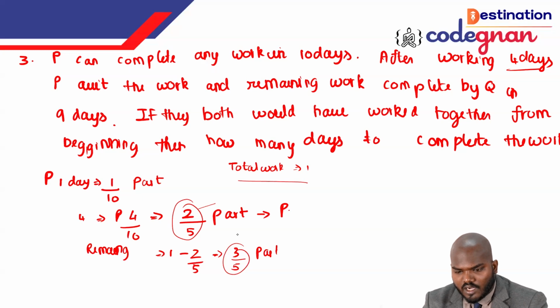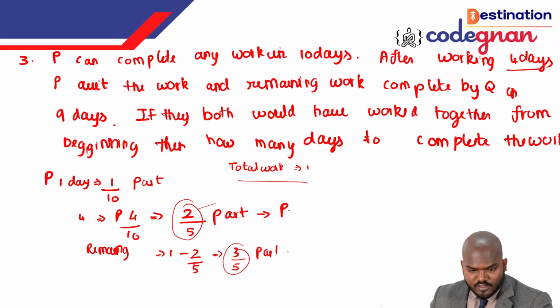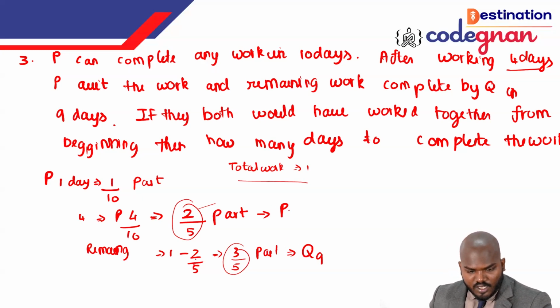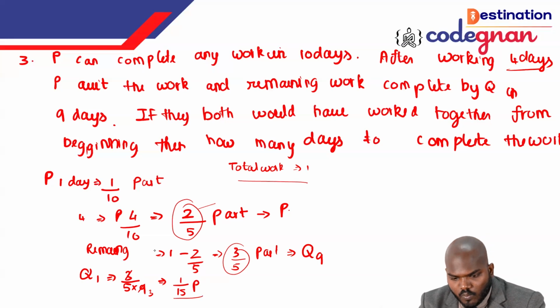So work done by Q in 9 days is equal to 3 by 5. That is, this particular 3 by 5 portion is going to be finished in 9 days. So then Q's 1 day work is equal to what? That is 3 by 5 times 9, which is 3 by 45. If you cancel, 3 times 3 is 9, and so you can call Q's 1 day work 1 by 15. Now guys, you have both of them as 1 day work.